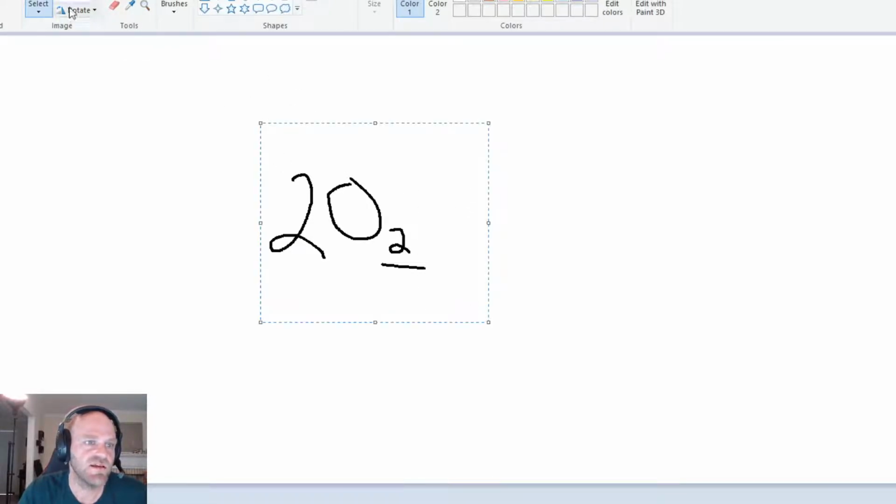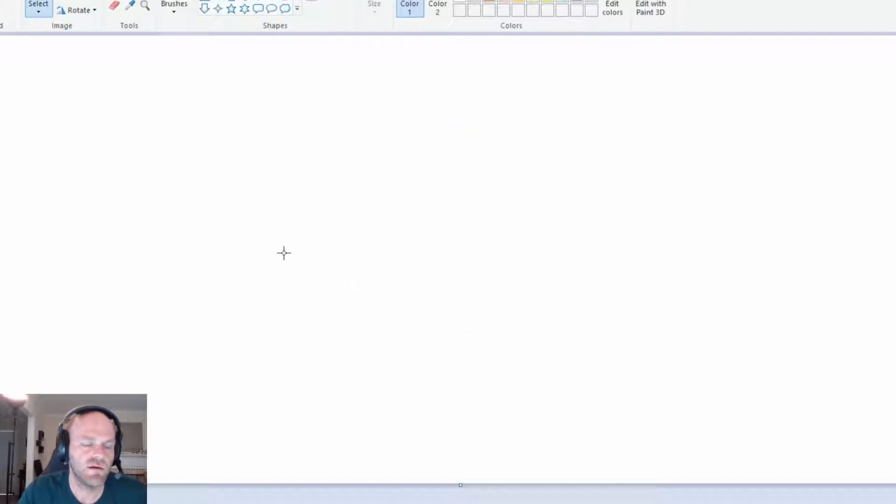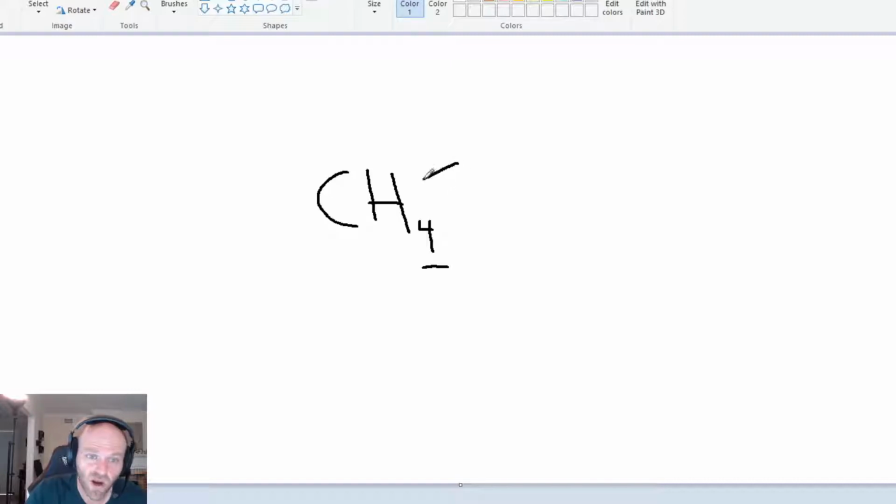So let me clear that. CH4. Now the 4 is a subscript, indicates that there are 4 hydrogens. Just 4 hydrogens. There's not 4 carbons. So if I wanted to indicate that there are 4 carbons, but no change in the hydrogen, I put the 4 behind the carbon. So now I have 4 carbons, 4 hydrogens.